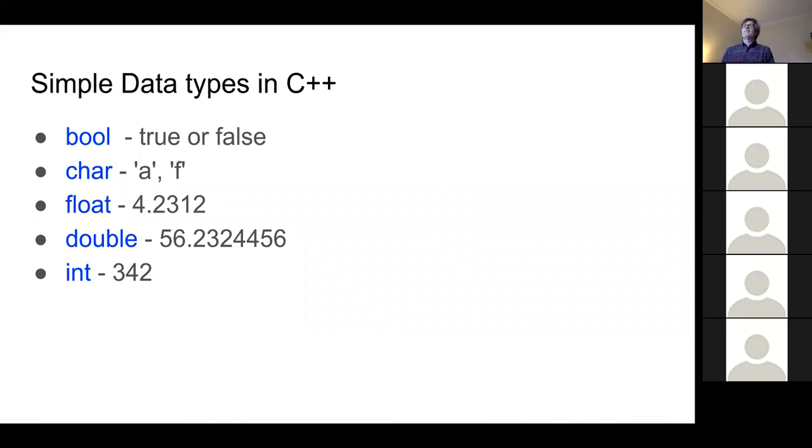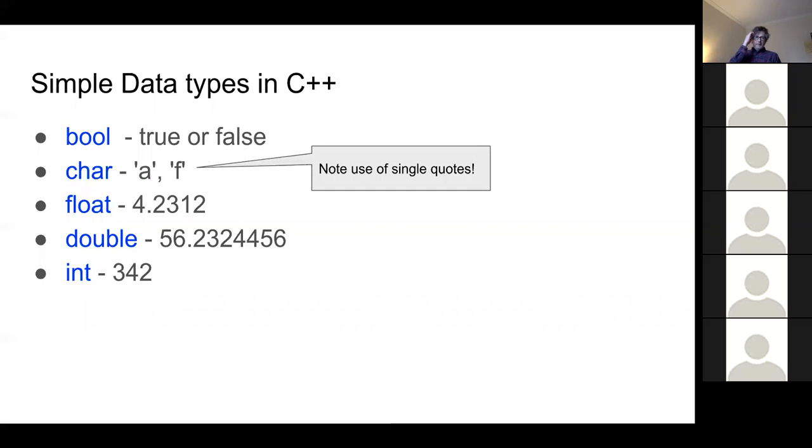Now, just like Python, C++ has a variety of simple data types, and then it also has more complex class/object type data types. The simple data types, there's 5 of them. There's bool, which is a true or false. There's char, which is a character in single quotes, has to be single quotes, not double quotes. There's a float, and that's a typical number with a decimal point.